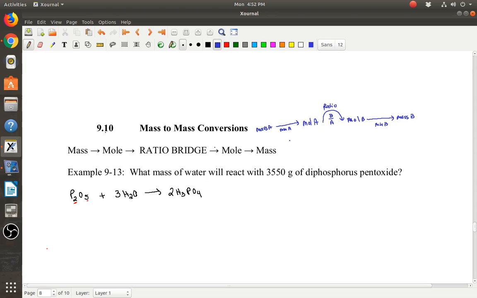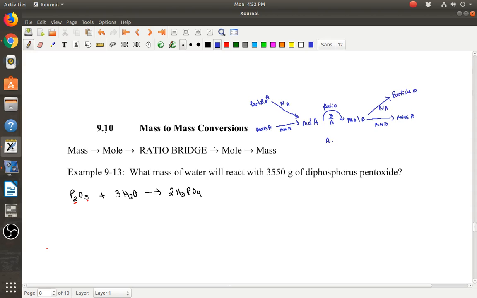Now, what if I don't know the mass? Maybe I know the number of particles of A. The particle count, which are atoms and molecules, can turn into the moles of A. So if I know the particles of A, I can turn to moles of A using Avogadro's number. And if I want to turn the moles of B into particles of B, I can do that again using Avogadro's number.